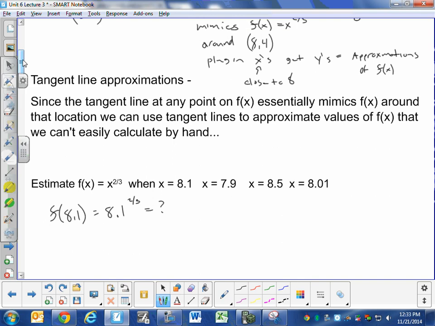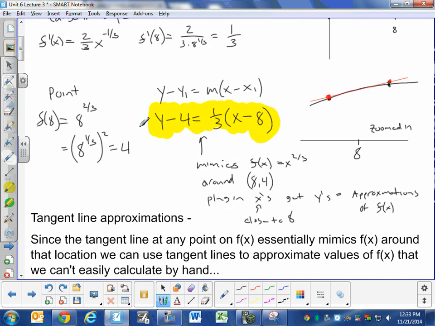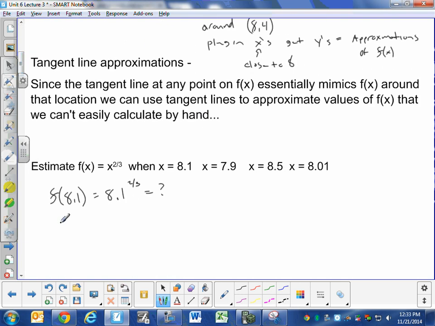Well, I'm not going to try to take the cube root of 8.1. Sure, it's going to be something close to 2. But then I square it and sure, it's going to be something around 4. But let's get a really, really good approximation for this. Let's get accuracy here. So instead of just guessing, I'm going to use this tangent line equation at (8, 4) to generate this point at 8.1.